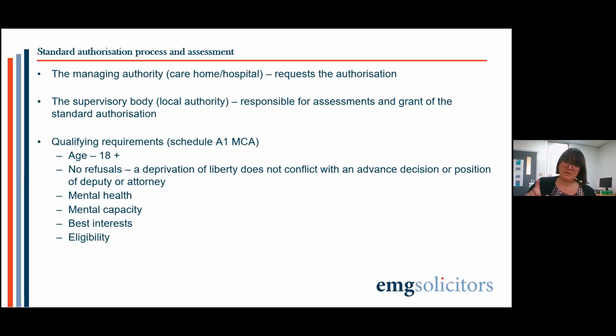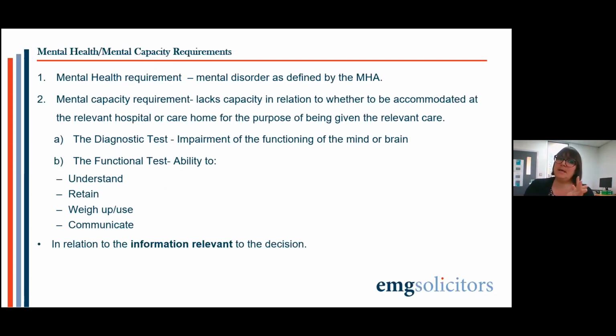There are then 4 more that I'm going to go into a little bit more detail about: mental health, mental capacity, best interests, and eligibility. So mental health and mental capacity I'll deal with together. The mental health requirement is that the person has a mental disorder as defined in the Mental Health Act rather than the Mental Capacity Act. And that's a very broad definition. And that plays into the first stage of the mental capacity requirement. In order for a standard authorization to be put in place, it has to be considered that the person lacks capacity in relation to whether to be accommodated at the relevant hospital or care home for the purposes of being given the relevant care.